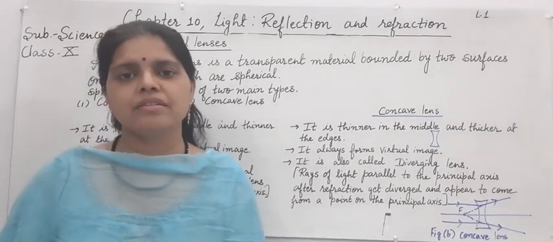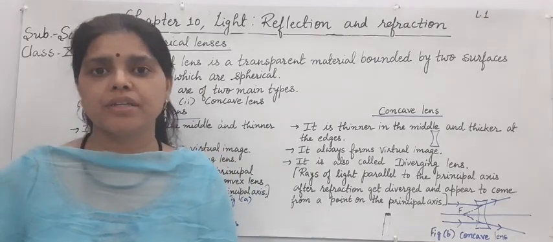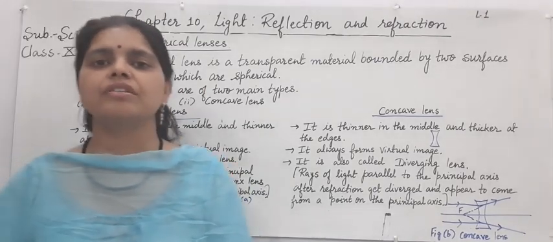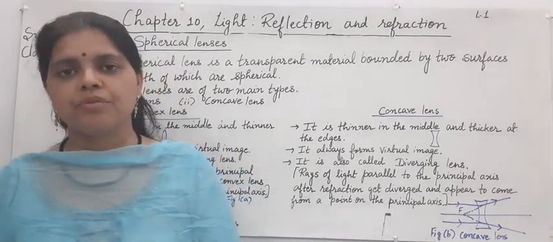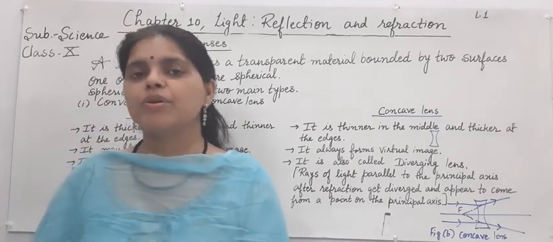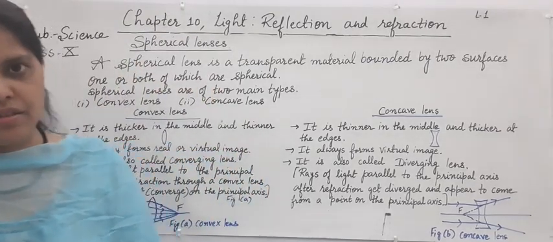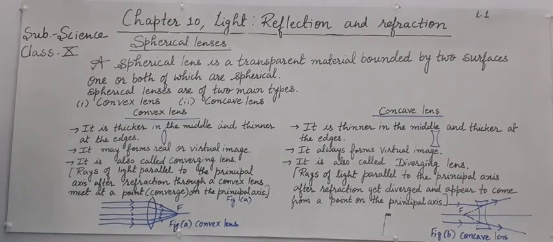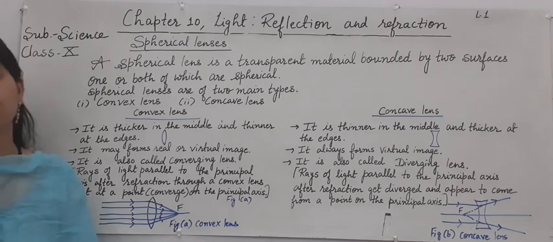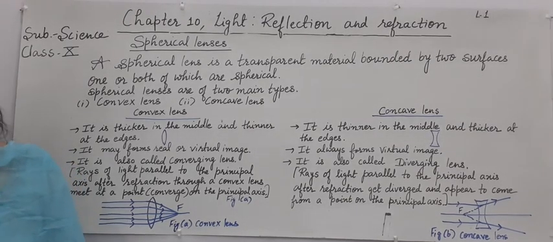Good morning, students. In the continuation of chapter light, reflection and refraction, we will study today about spherical lenses. A spherical lens is a transparent material bounded by two surfaces, one or both of which are spherical. Spherical lenses are of two types, convex lens and concave lens.